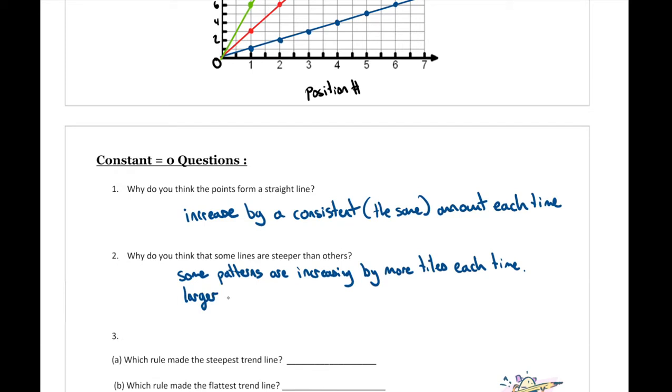Some patterns have larger multipliers. And we'll look at more specifics in a second. So why are some lines steeper than others? Well, some patterns are increasing by more tiles each time, or we could say there are larger multipliers. So some lines or rules have larger multipliers.